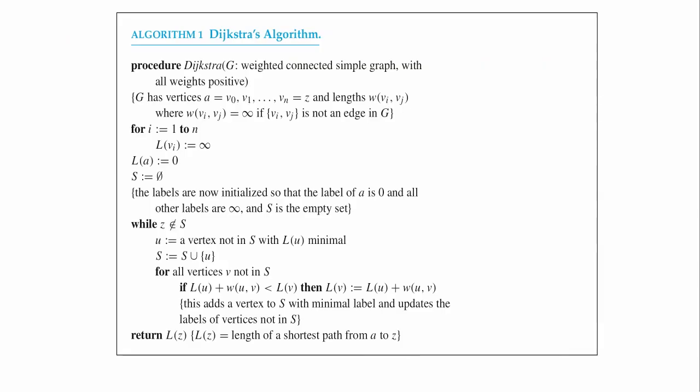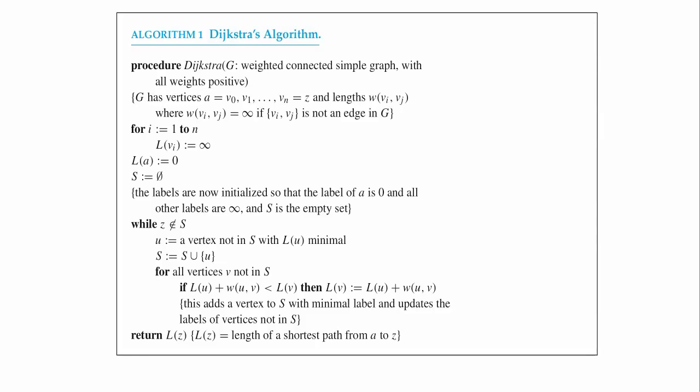It begins by labeling A with 0 and the other vertices with infinity. We use the notation L0(A) = 0 and L0(V) = infinity for these labels before any iteration has taken place. These labels are the lengths of the shortest paths from A to the vertices where the paths contain only the vertex A. Because no path from A to a vertex different from A exists, infinity is the length of a shortest path between A and this vertex.